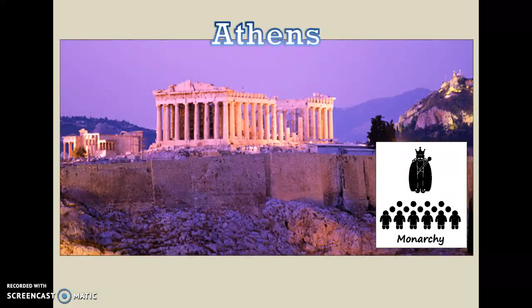All right, our first city-state was Athens. Now, Athens in Greece are the home to a very important concept in the United States, and that is democracy. Athens went through several stages in its government and eventually became the world's first democracy.